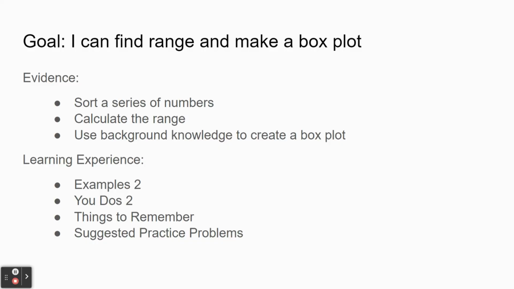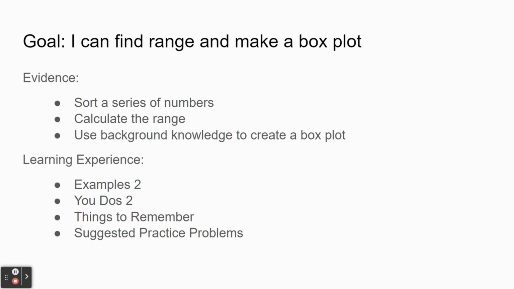Hello! In today's video, our goal is to find the range of a set of values and make a box plot. We're going to make sure that we can sort a series of numbers, just like we did in the previous video. If you haven't watched that video, make sure you go watch it. We're going to calculate the range. It's a very straightforward operation, not too hard at all. And then we're going to use background knowledge to create a box plot.